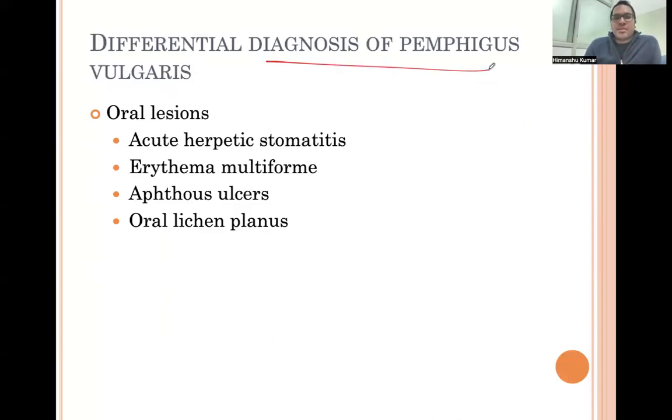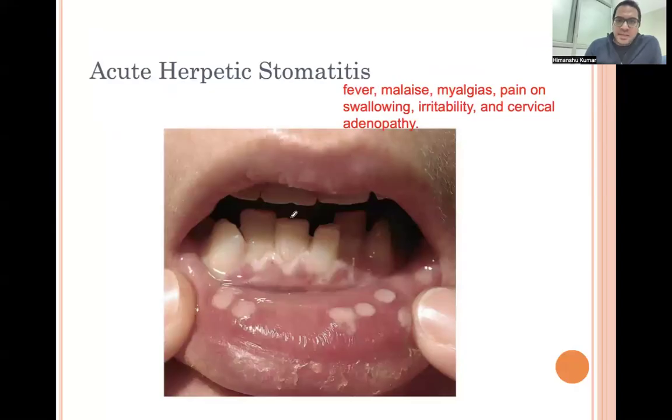Coming to differential diagnosis of pemphigus vulgaris, the close ones are acute herpetic stomatitis. So this is herpetic, meaning herpes. We can differentiate based on Tzanck smear, which we just discussed, where in herpes we'll see multinucleate giant cells, but in pemphigus we'll see acantholytic cells. Erythema multiforme, aphthous ulcers, and then oral lichen planus. So we'll look at the pictures separately.